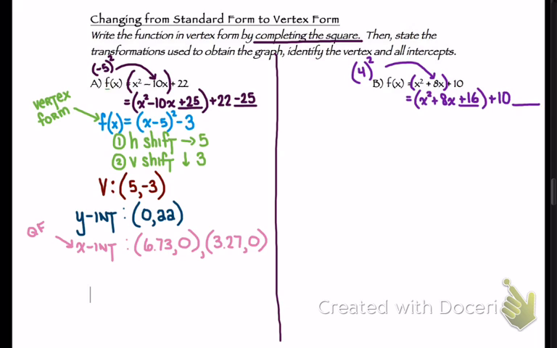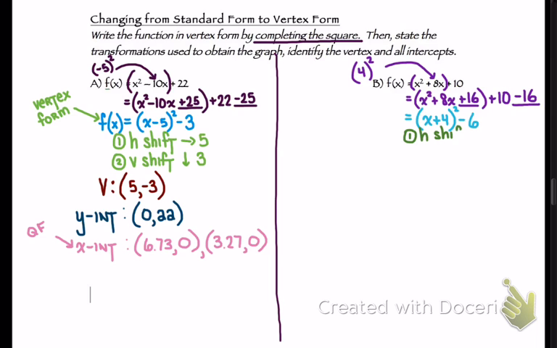Hopefully you're saying to yourself, you should have negative 16. You have to keep that equation balanced. I've introduced a positive 16 to the right, so I have to undo that to keep it balanced. Complete the square from here. Combine your like terms. Voila, there's your vertex form.